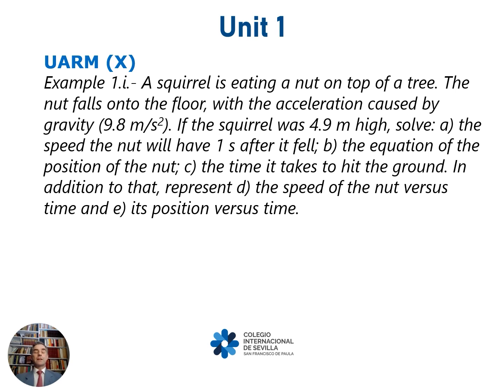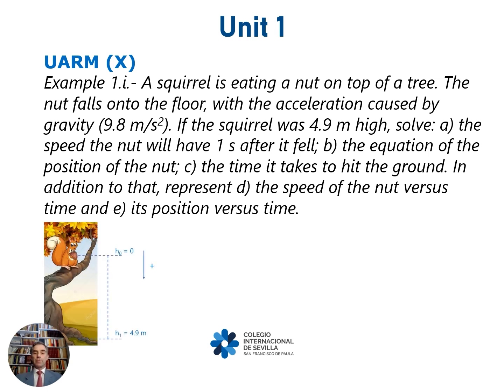So let's start drawing a scheme. We have a squirrel on top of the tree, 4.9 meters above the ground. Given that the nut is initially at rest because the squirrel is eating the nut, we will take that point as 0. And given that it will only move downwards, we will take positive downwards.